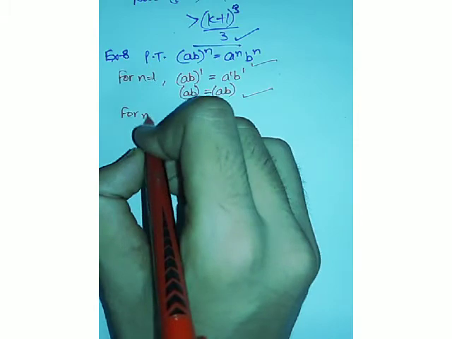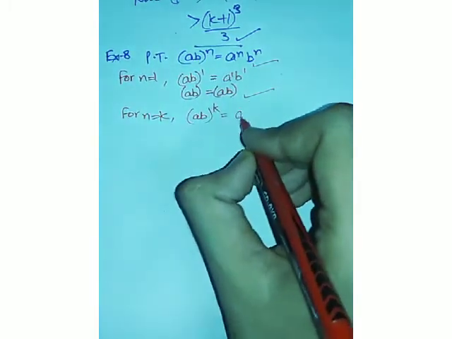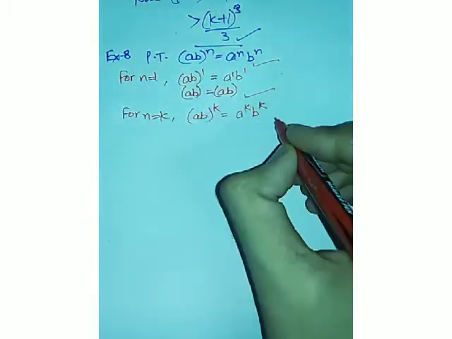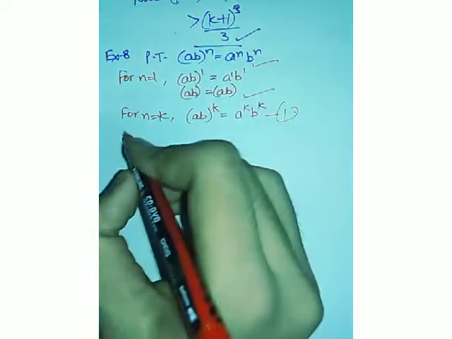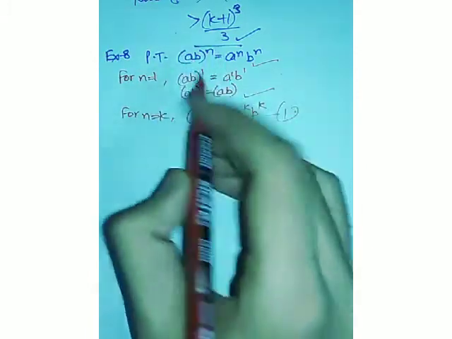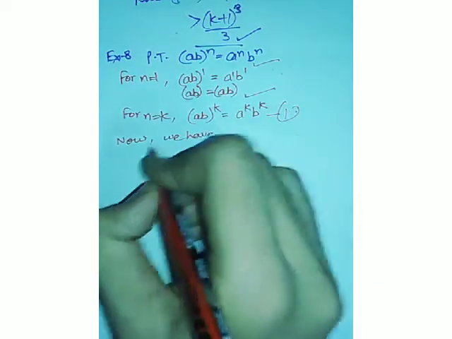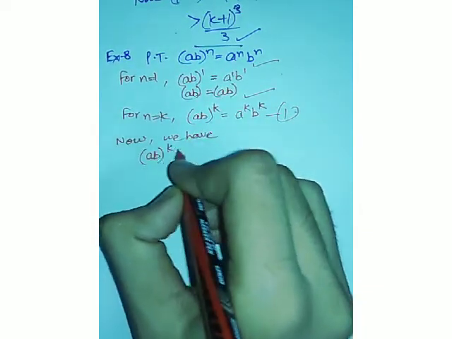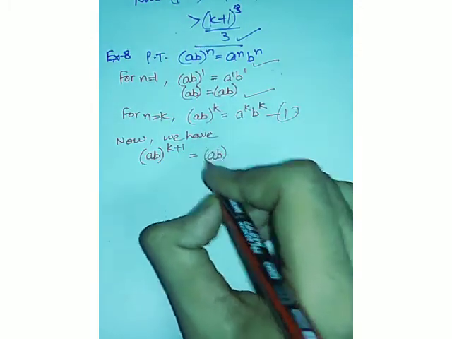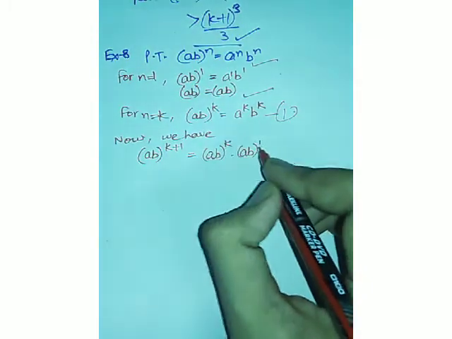Assume for n equals k. You will get ab raised to power k is equal to a raised to power k b raised to power k. Okay, so this is what we have got. Mark it as the first equation. Now we have to prove it for n equals k plus 1. So just consider the left hand side of your equation. We have ab raised to power k plus 1, only left hand side. You can split the terms. You will get ab raised to power k multiplied by ab raised to power 1.